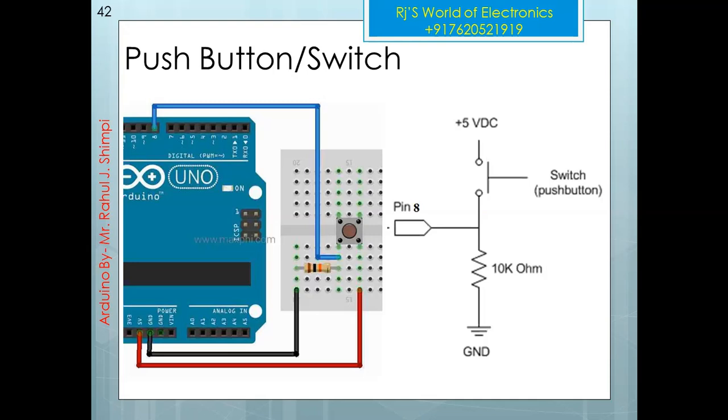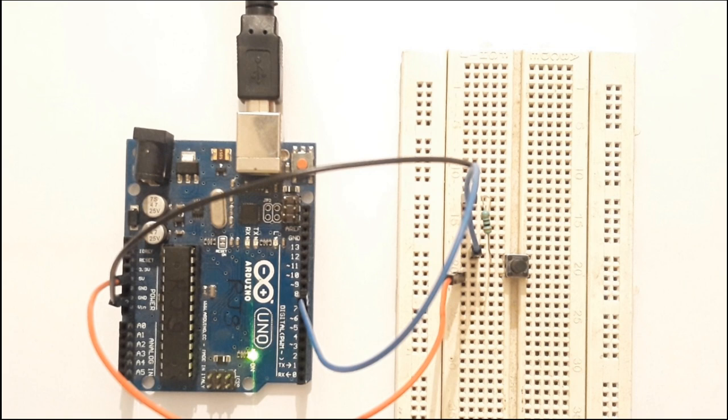If the push button is not pressed, then the resistor which is connected to the ground pin will provide the 0 volt. This will make the microcontroller active as it receives some input. Let me show you the live demonstration. You can see the connections exactly as I explained in the circuit diagram.